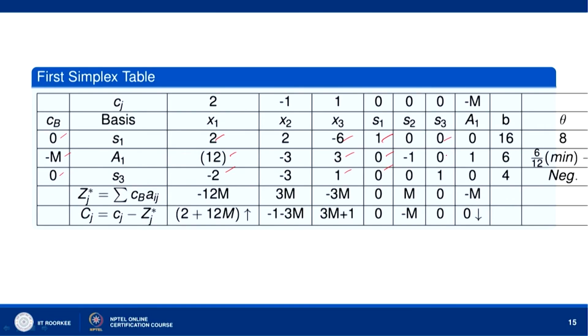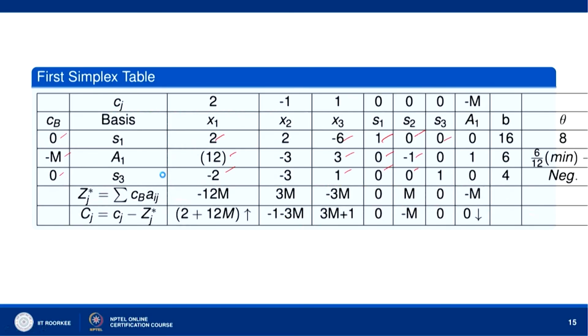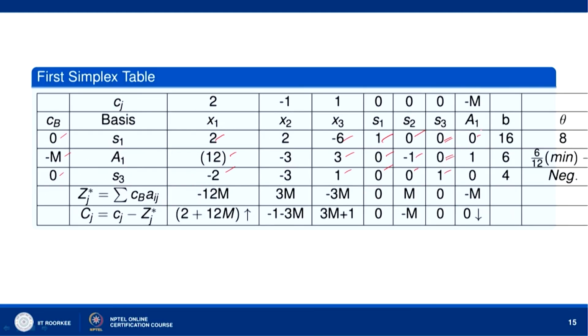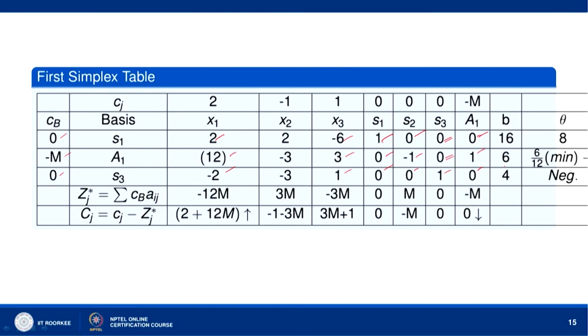So, 0 0 minus 1 0, S3 column 0 0 1, okay. So, we get 0 0 0 1, okay. A1 column 0 1 and then we get 0. So, 0 1 0, okay. Xb column 16 6 4. So, we get 16 6 4.